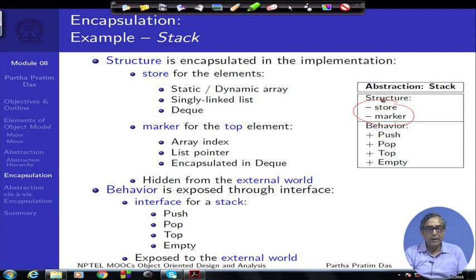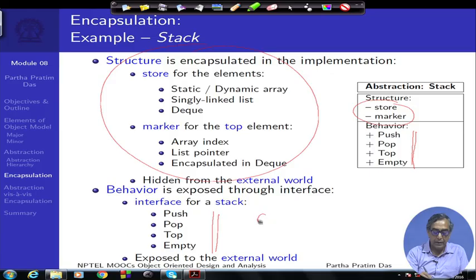I am using a little bit of UML here to demarcate that this minus symbol in front of store and marker basically shows that these are guarded parts of the structure. These are heavily encapsulated and cannot be taken out at all almost. And then I have a behavior which basically tells me that these 4 behaviors are what designate a stack. So, this part is encapsulated and this is the orifice through which you use a stack.